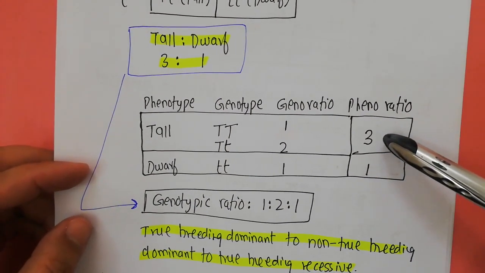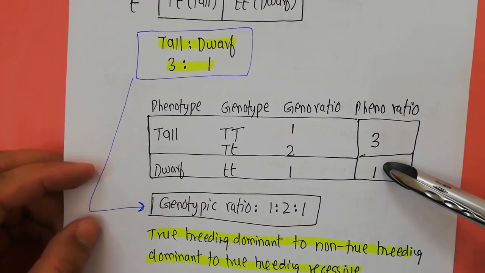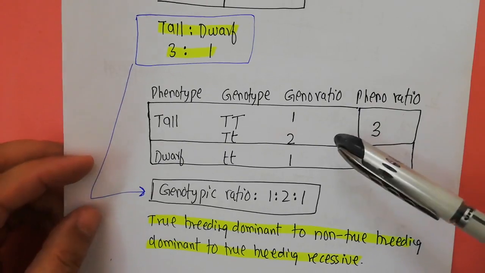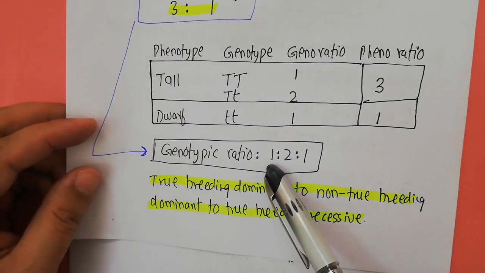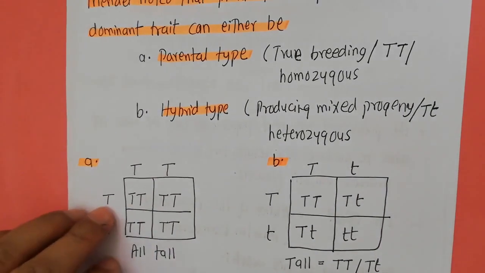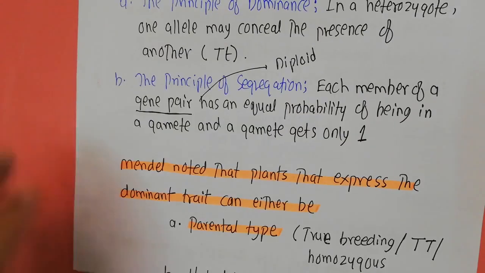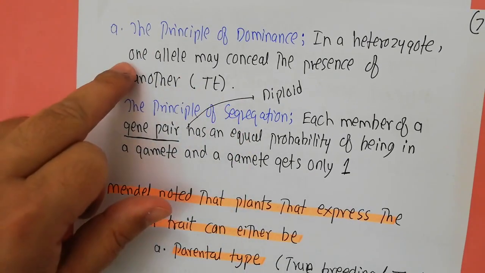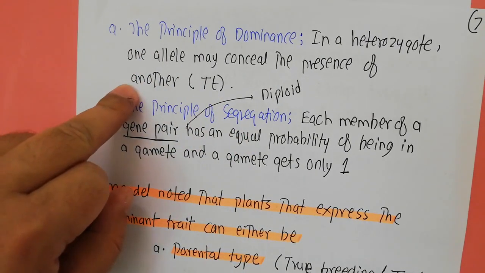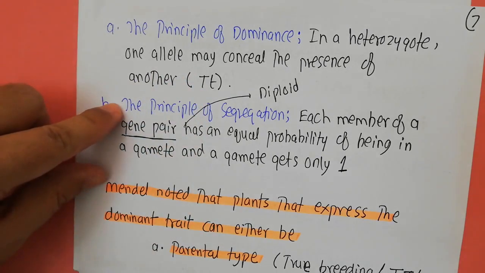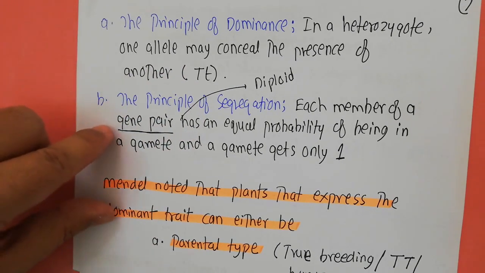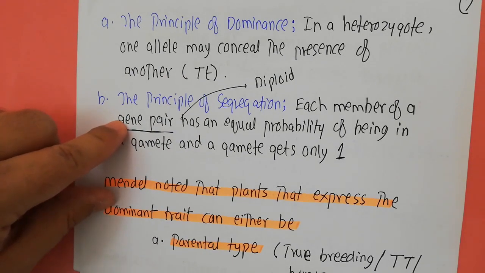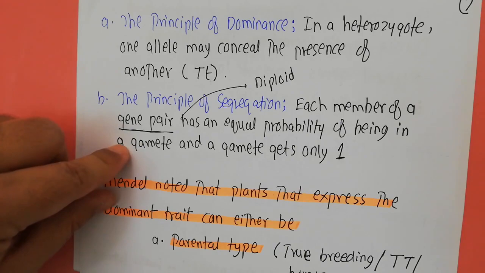So Mendel deduced that the phenotypic ratio that you are getting is a 3:1 phenotypic ratio, but if you talk about the genotypic ratio, this 3:1 can actually be divided into a 1:2:1 genotypic ratio. Now, as I've told you, he presented his principle of dominance: that in a heterozygote, one allele may conceal the presence of another. We have already discussed that. And he talked about the principle of segregation: that during gamete formation, each member of a gene pair has an equal probability of being in a gamete, and a gamete gets only one.